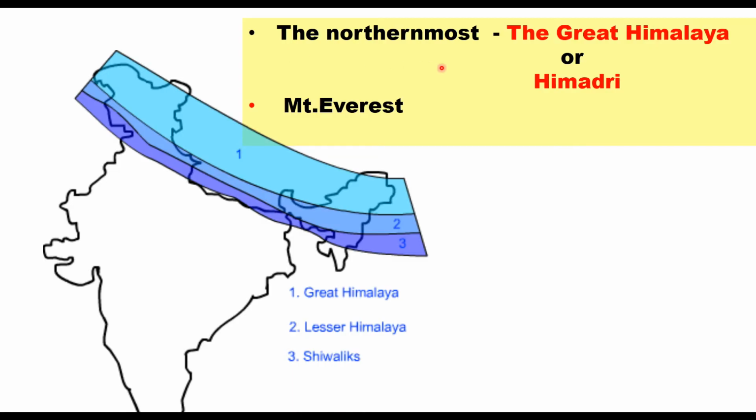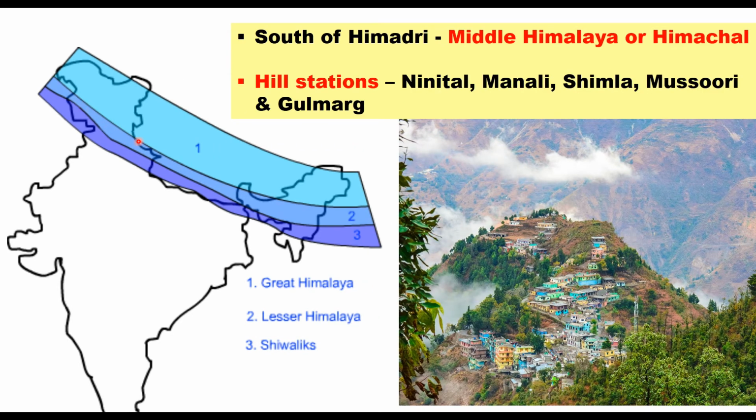The northernmost is the Great Himalaya or Himadri. You can see the diagram. Here is the Himadri. The world's highest peak, Everest, is located in this range. Middle Himalaya or Himachal lies to the south of Himadri. Popular hill stations like Nainital, Manali, Shimla, Mussoorie and Gulmarg are established here. Here's a picture of one of such hill stations.